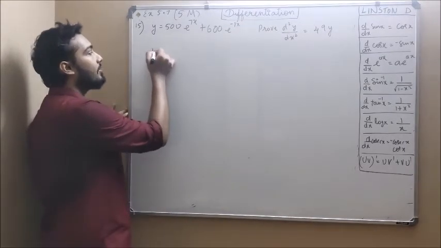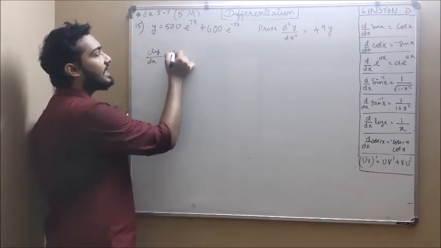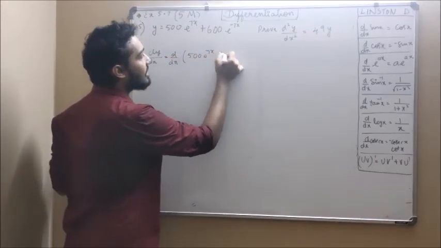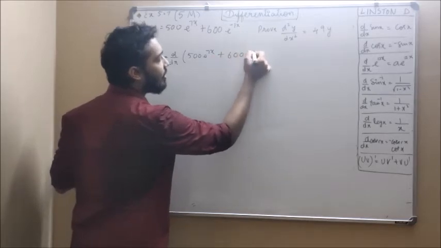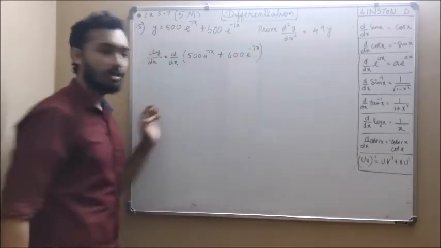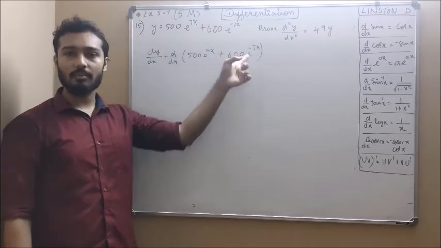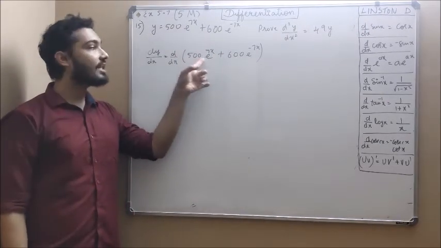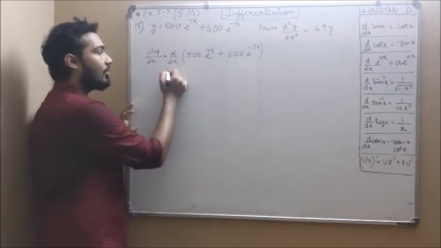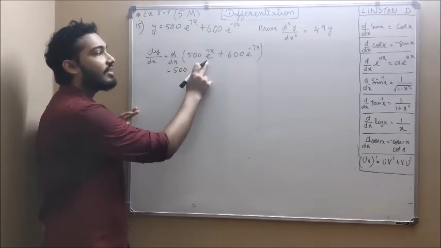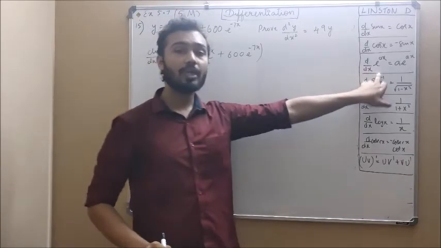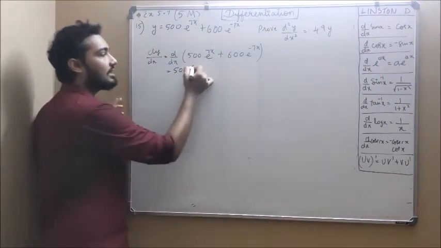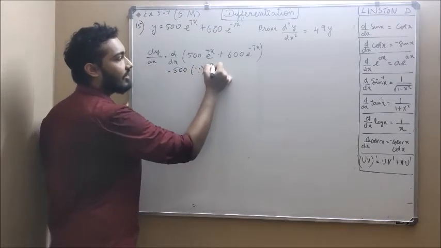So dy by dx is nothing but d by dx of 500 e power 7x plus 600 e power minus 7x. When you differentiate, this is a sum, so differentiation of this plus differentiation of this. What is differentiation of 500 e power 7x? 500 is constant, you take this out. What is differentiation of e power 7x? Differentiation of e power ax is a into e power ax. Here the coefficient a is 7. So it is 7 into e power 7x.